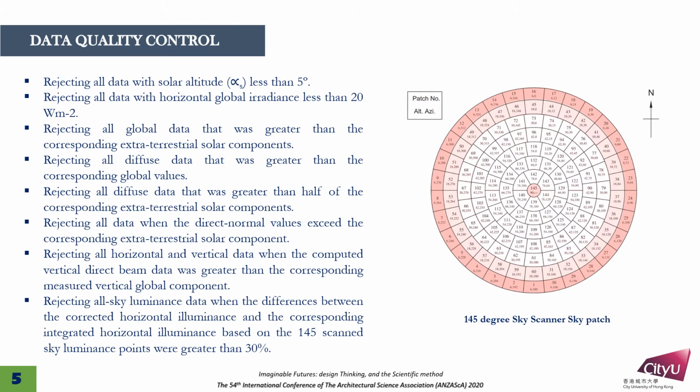Data quality control is an 8-step process which starts from rejecting all data collected with solar altitude less than 5 degrees, all through to rejecting all sky luminance data when the difference between the corrected illuminance and the corresponding integrated horizontal illuminance based on the 145 scanned sky points was greater than 30%. The pictorial overview of the 145-point sky scanner is shown in the attached figure below.